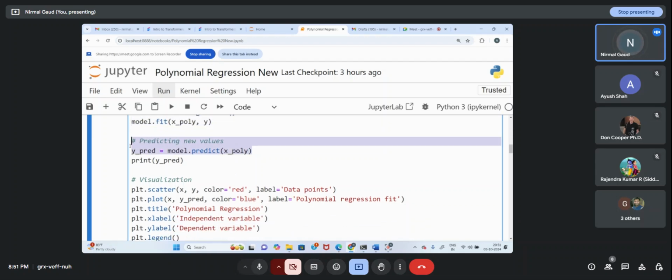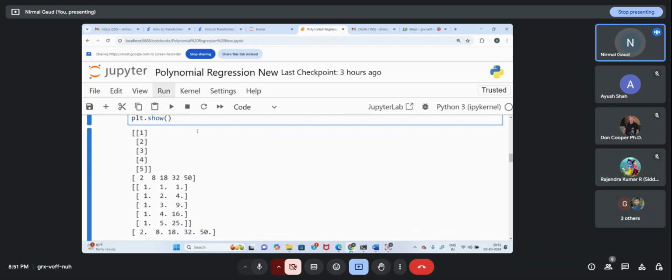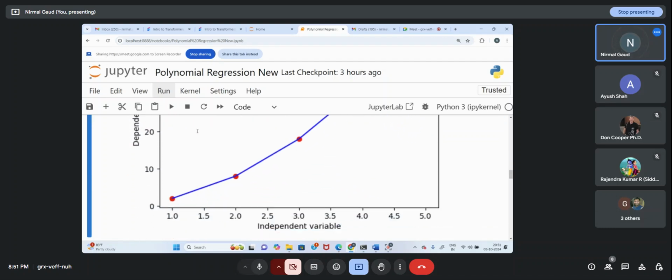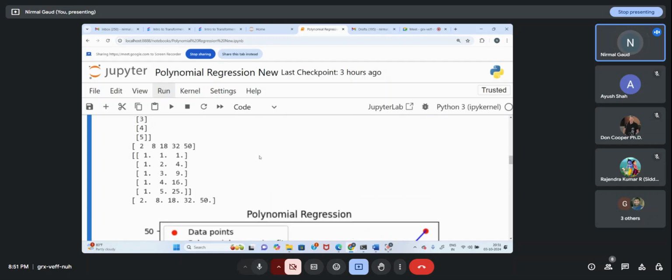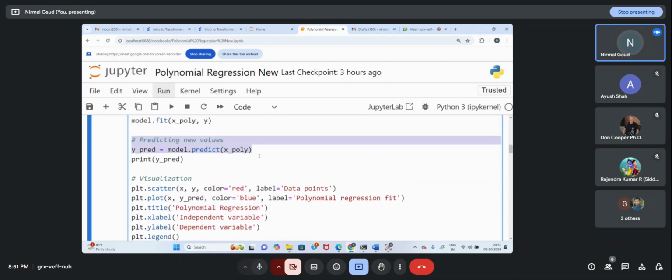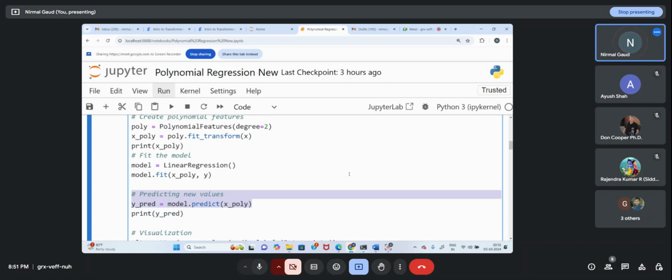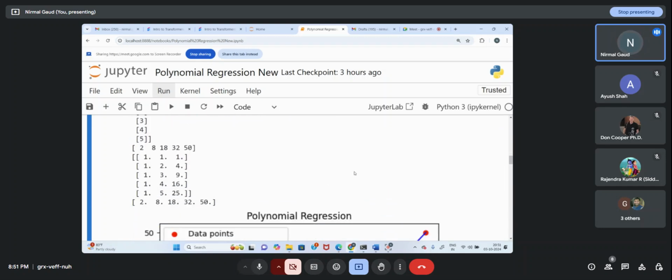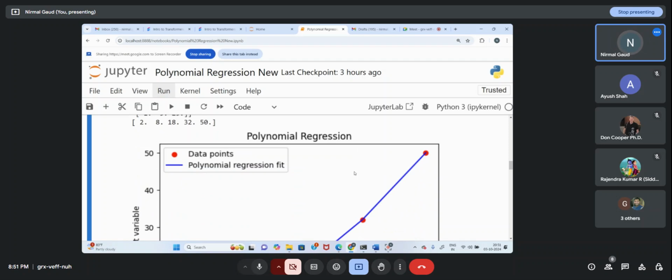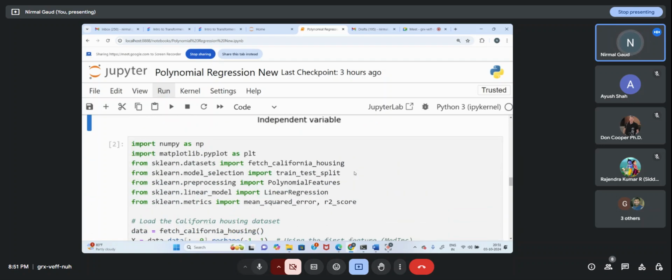Next, you can perform the prediction. Then you can plot it, and you got a very good answer. The data is very small, and you got a proper fit over the data. Okay, fine. So this is one of the implementations which I want to tell. I do have one more implementation available for you to have a better understanding.